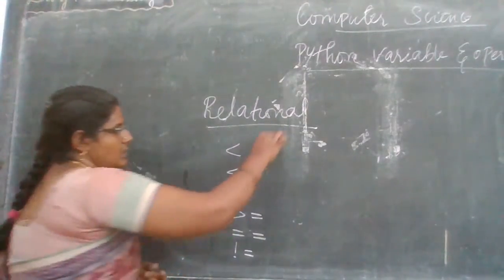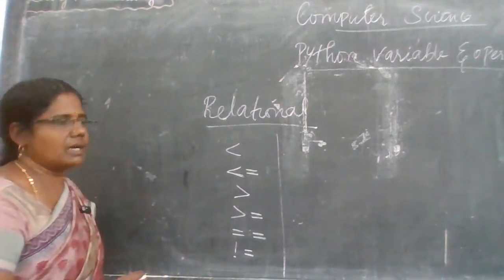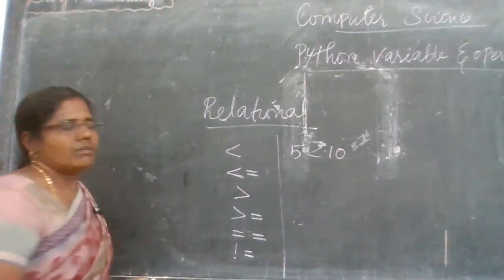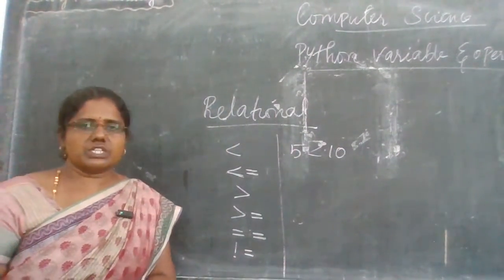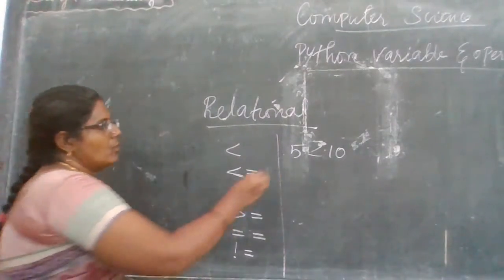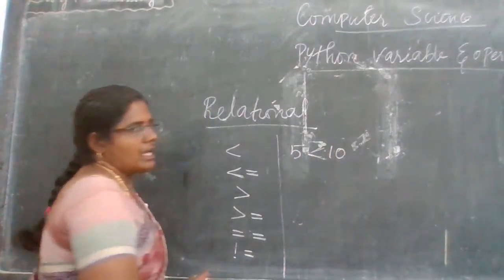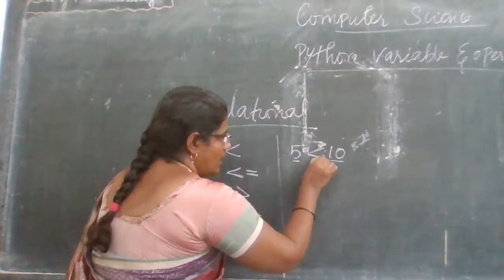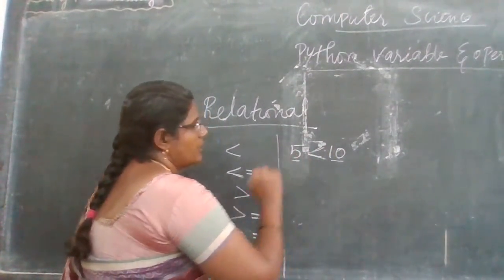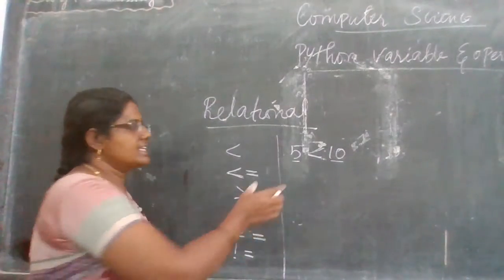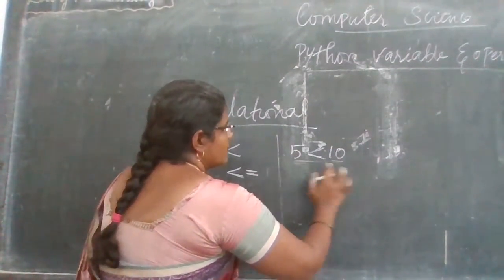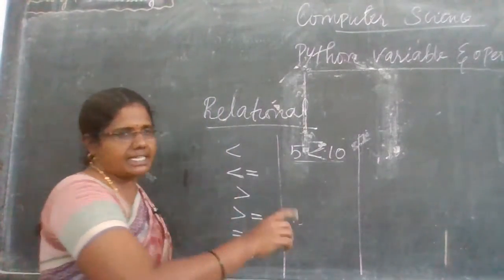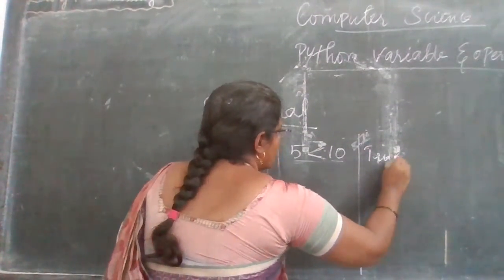Now we see one more example for relational operator. For example, 5 less than 10. What will be the result of that expression? Why do we call this an expression? Already last class I told you these are called operands, these are called operators. The combination of operands and operator is called an expression. So 5 less than 10 is an expression. Here the result is true, 5 is less than 10. So it returns the value true.